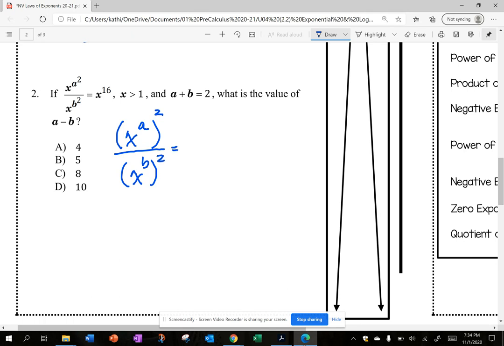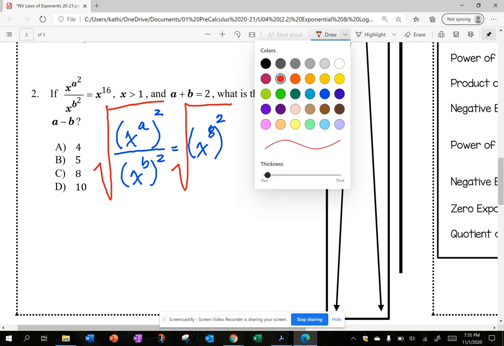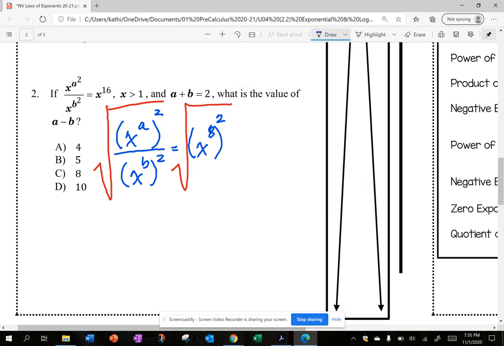And since my left side of the equation is squared, I want to do the same thing with the right side. So this is going to be x to the 8th power squared. So now I want to undo my squaring with my inverse function of square root. Whatever I do on the left side, if I do it to the right side, I keep my equation equal. So now this is x to the a divided by x to the b equals x to the 8th.